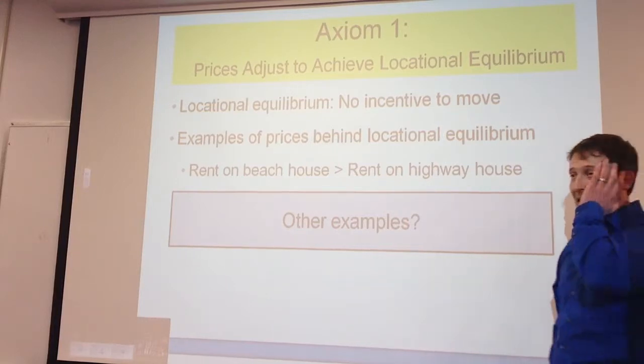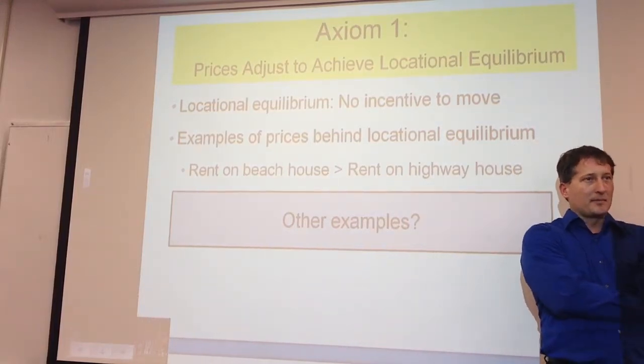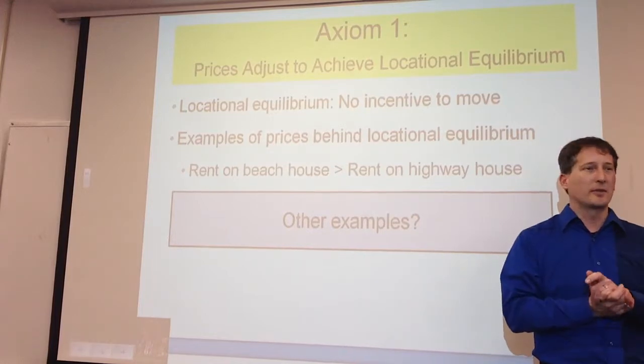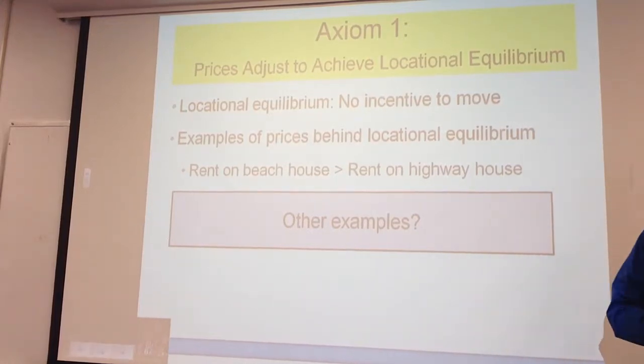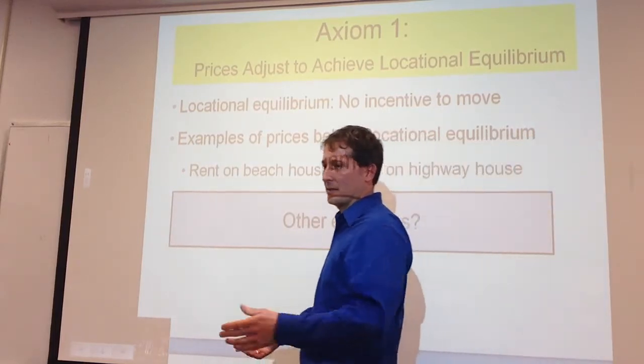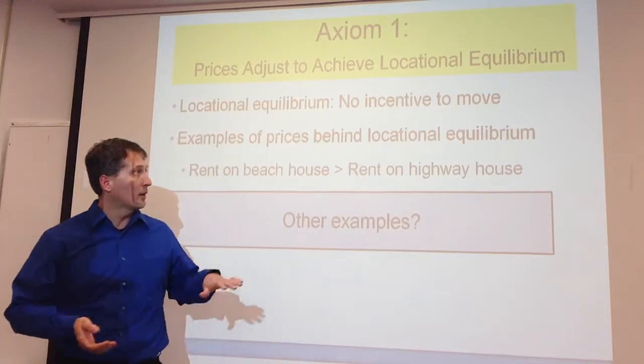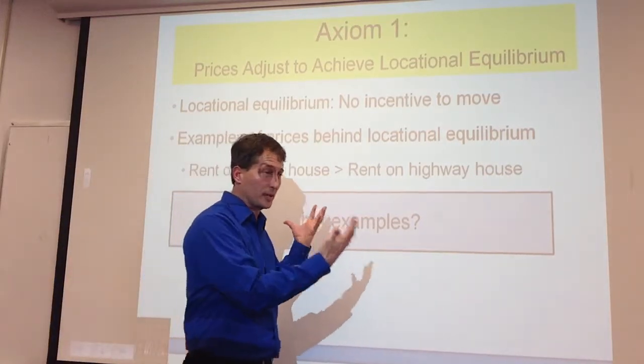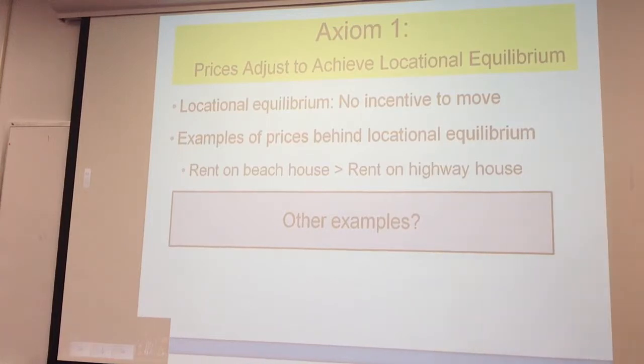So there are 5 axioms that we need to keep in play, or you'll see them come into play as we develop through all of these chapters. These are important to buy into, and it's why I spent some time on Tuesday going through the principles of economics. These really are mostly concepts that we learned in principles class, but they're a little more specific to urban growth. So prices adjust to achieve locational equilibrium. What's a locational equilibrium? No incentive to move.